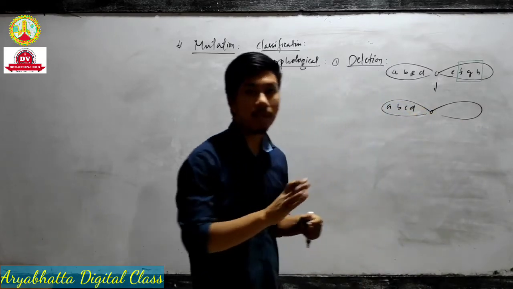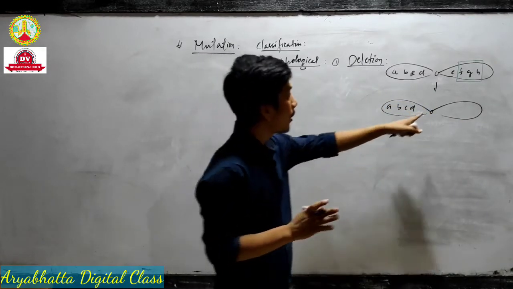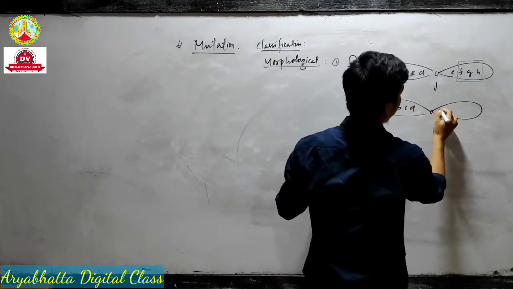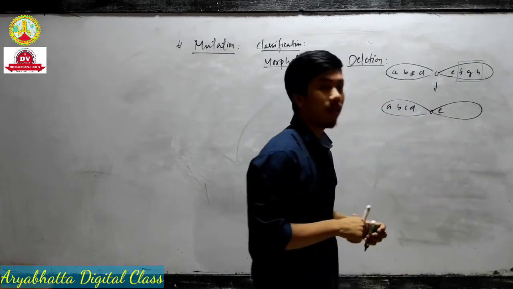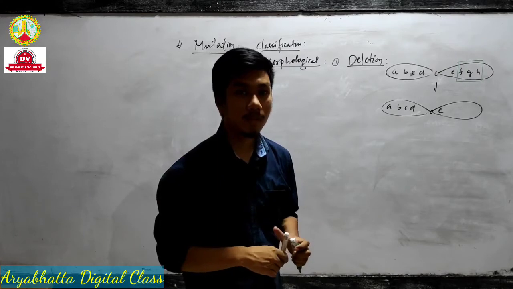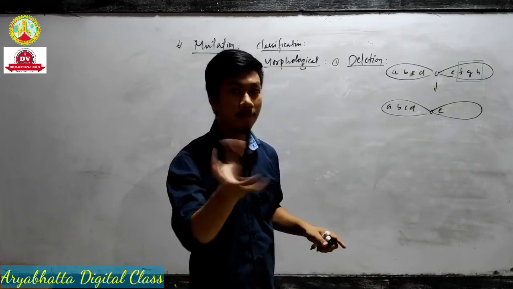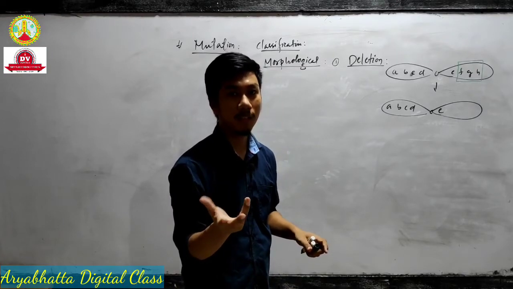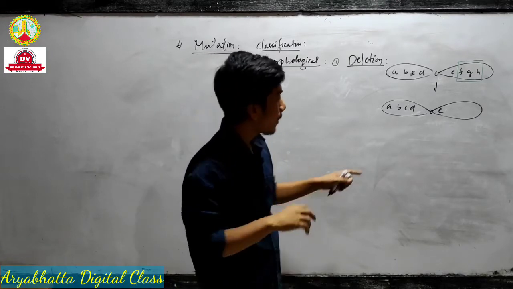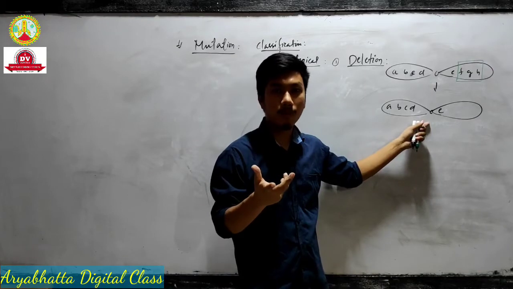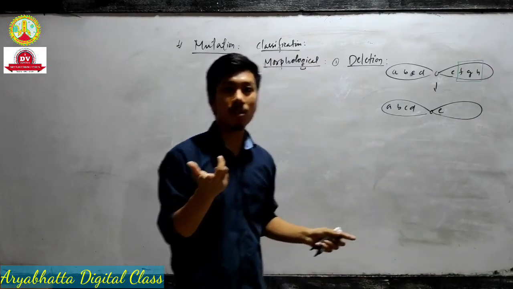So ABCD will remain as it is because there is no deletion. E will remain, but FGH got deleted. So what happened? There will be only E. This results in an abnormal chromosome in a gene, in a cell, which will result in some kind of disease.